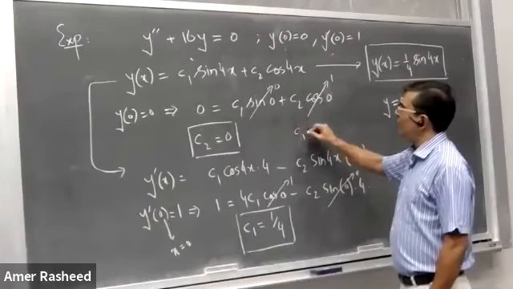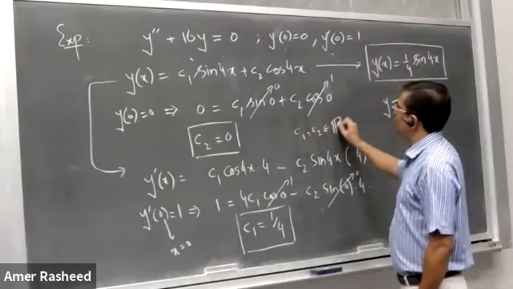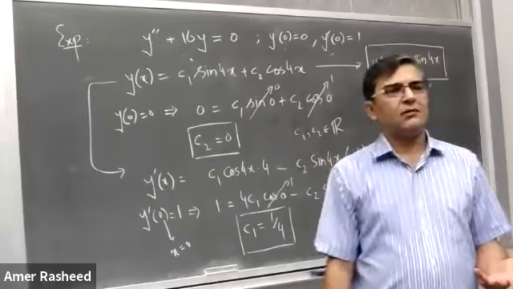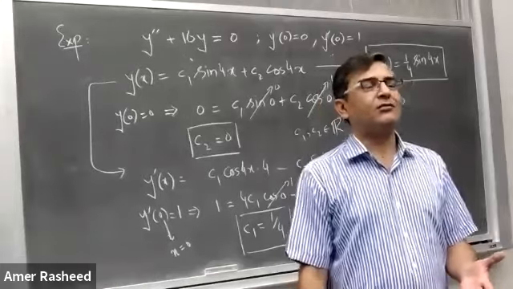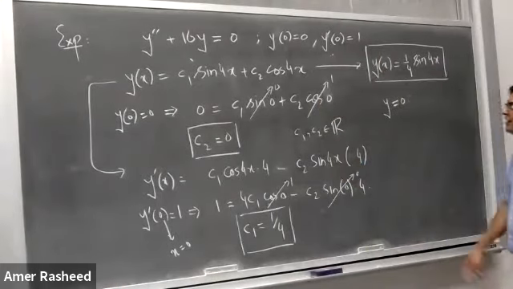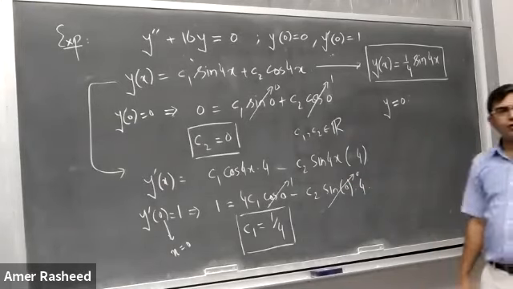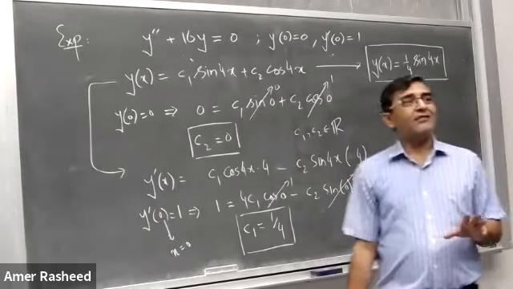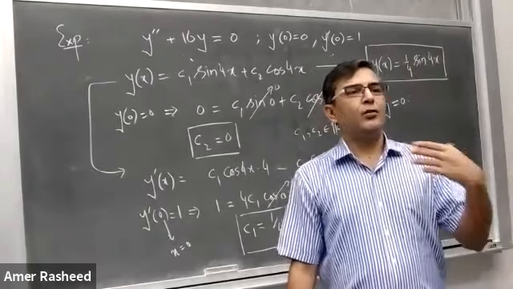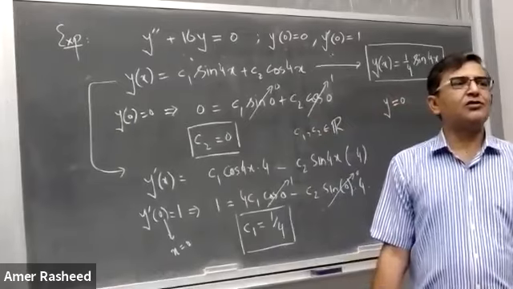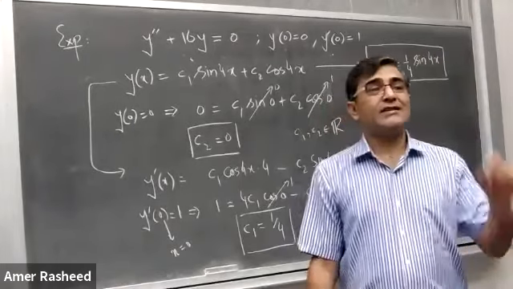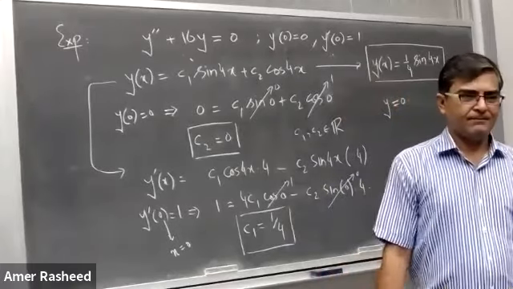Remember that C1 and C2 belong to R. Now, can we choose both C1 and C2 to be 0? Yes, we can put C1, C2 equal to 0. So y equal to 0 is not a singular solution. Y equal to 0 can be obtained from the general solution by putting specific values to the constants C1 and C2. So it is not a singular solution. It is only the trivial solution.